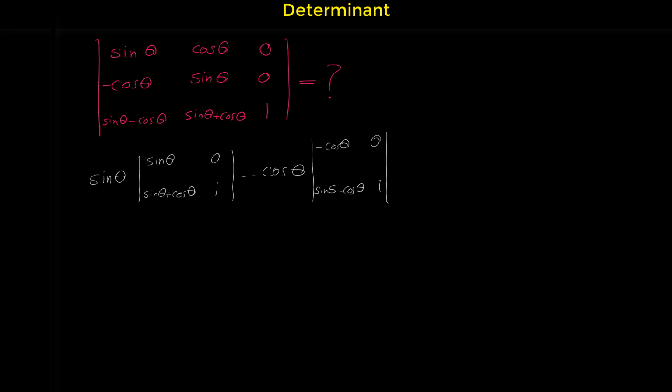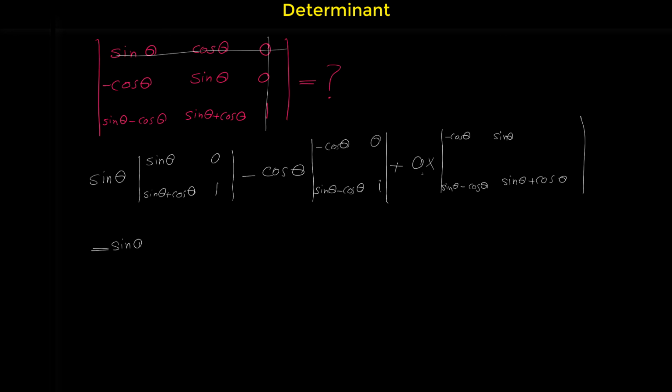Finally, we have this. Because that element is 0, it's not necessary to write this, because 0 times anything is 0. But let me write this determinant. We have to delete the first row and the third column. What remains is negative cosine theta, sine theta, and here we have sine theta minus cosine theta, and the last element is sine theta plus cosine theta. But note that again this part is 0.